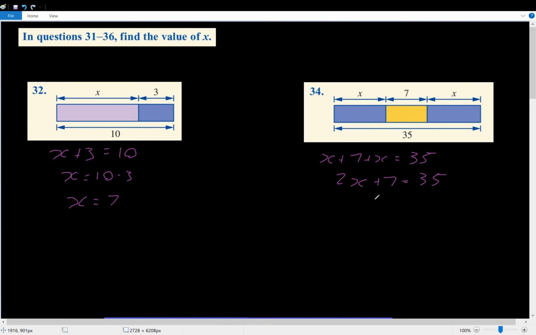So we'll move the 7 first. So we get 2x is equal to 35, and when we move our plus 7 across, it becomes a minus 7. So we get 2x is equal to 28. And now we're going to move this 2 over. On the left hand side, this is multiply by 2. When we move it across, it's going to become divide by 2. So we get 28 divided by 2. So we get x is equal to 14 for this one. And that's how we would do that question. Let's take a look at the next two.